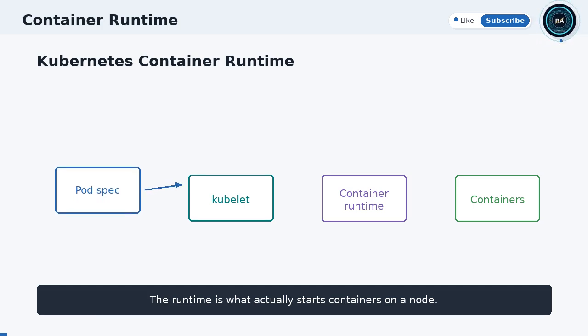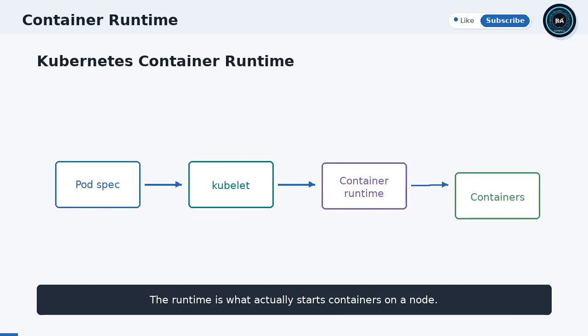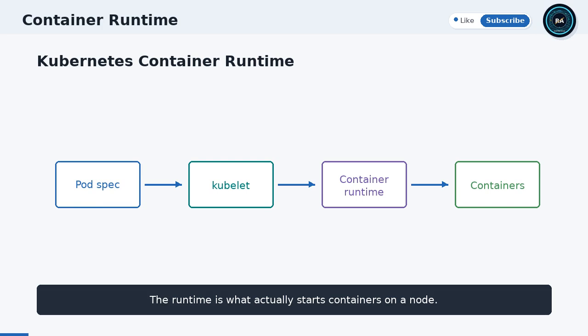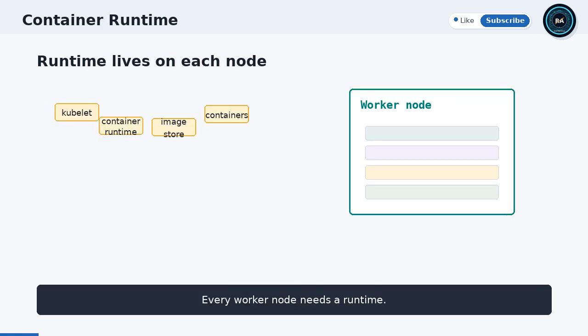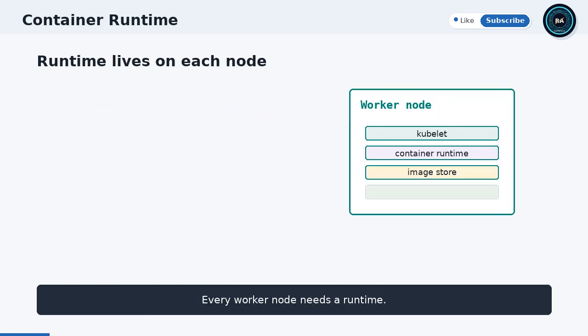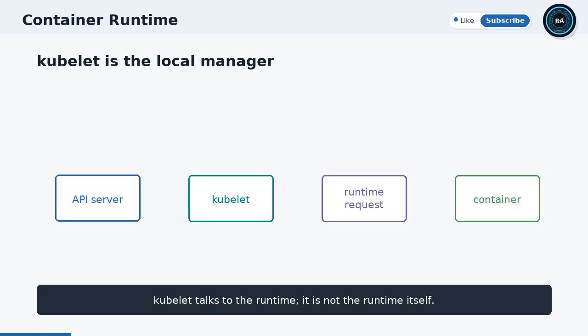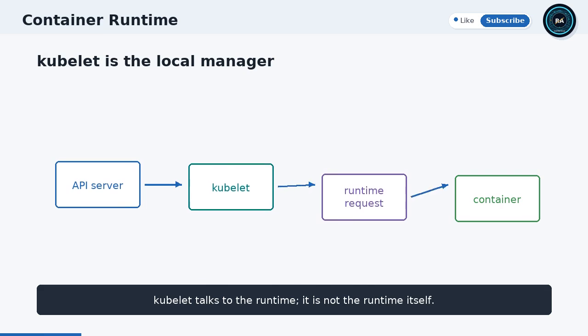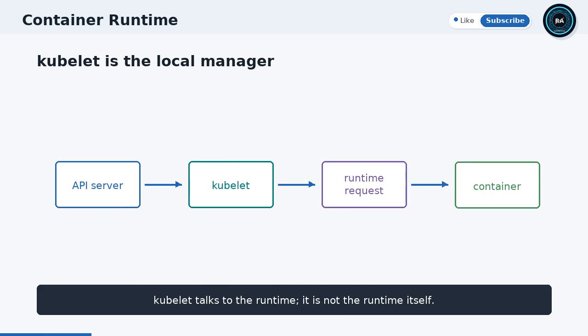Kubernetes decides what should run, but the container runtime is what actually pulls images and starts containers on a worker node. Each worker node needs a container runtime. Without it, the kubelet cannot turn a pod spec into running containers. The kubelet is the node agent. It watches pod assignments and asks the runtime to create, start, stop, and inspect containers.